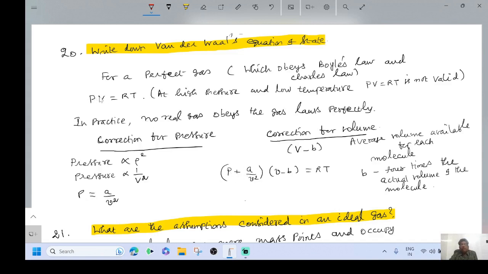Then the correction for volume is B. That means V minus B. The average volume available for each molecule is V minus B. B is 4 times the actual volume of the molecule. So instead of V, we have to put V minus B. Now the equation PV equal to RT is modified as P plus A by V square into V minus B equal to RT. This is called van der Waals equation of state.